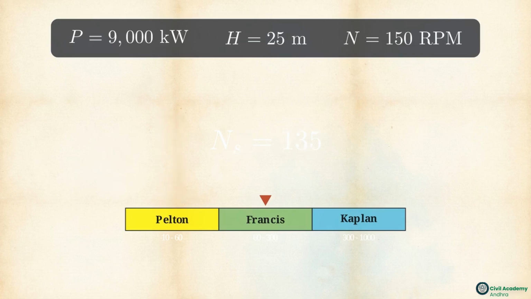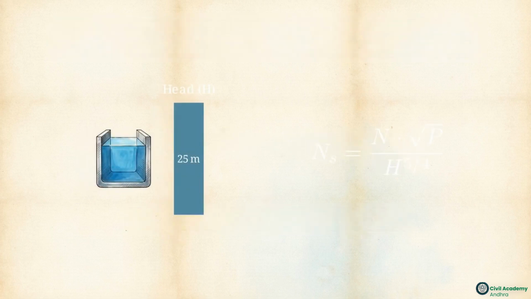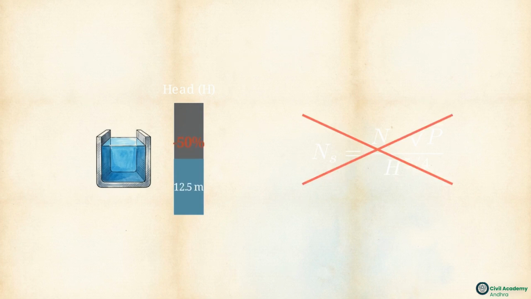Now consider what happens if a severe drought drops that 25-meter head by 50%. Because the turbine is already installed, we abandon specific speed and calculate unit speed instead. By isolating n, you calculate precisely how the RPM drops in tandem with the square root of the available head.